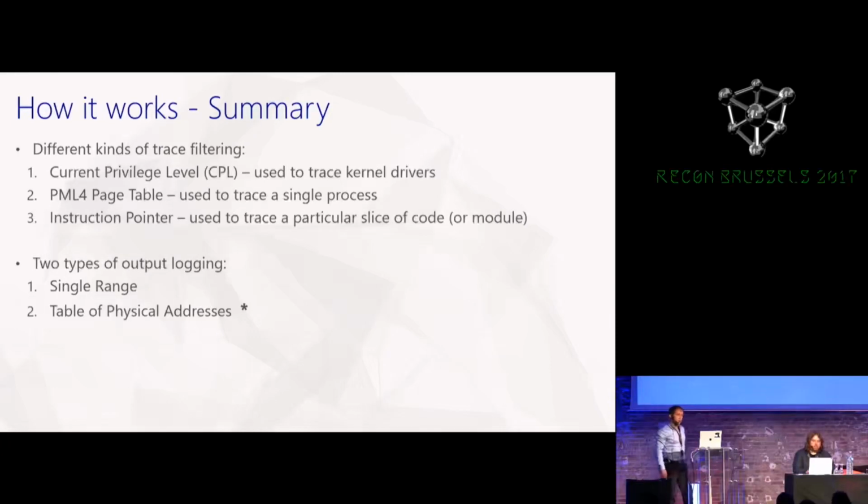The second filtering mode is by PML4 page table. In that way, you can trace only a single process, because you can instruct the processor trace to trace only a specific PML4 physical address page table. In that way, you can trace only a single process.